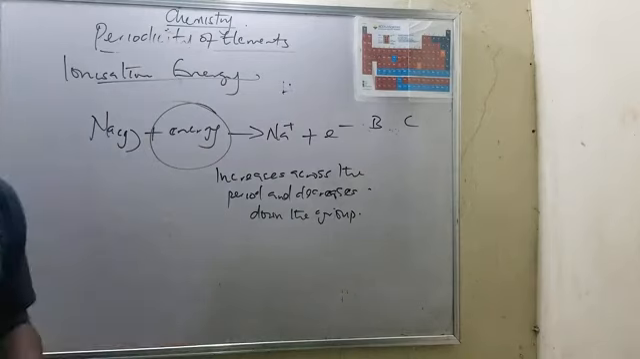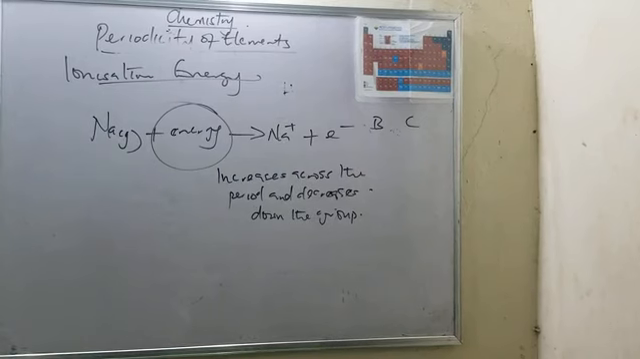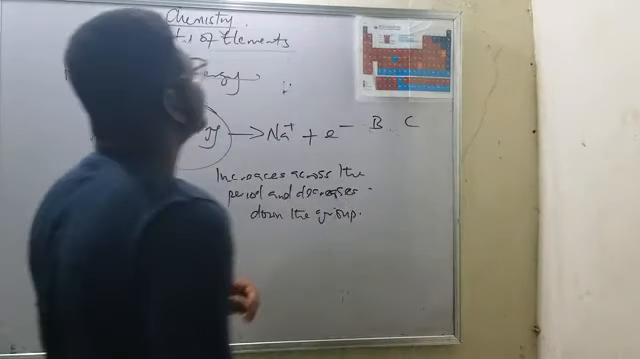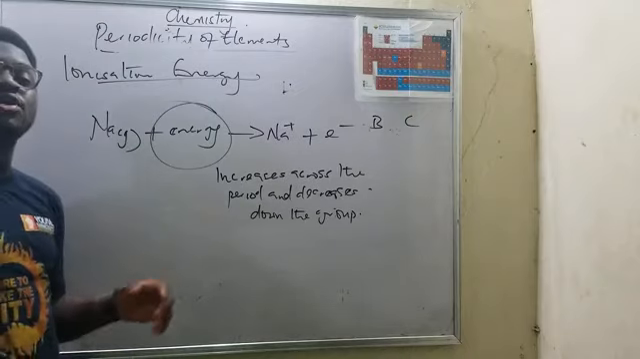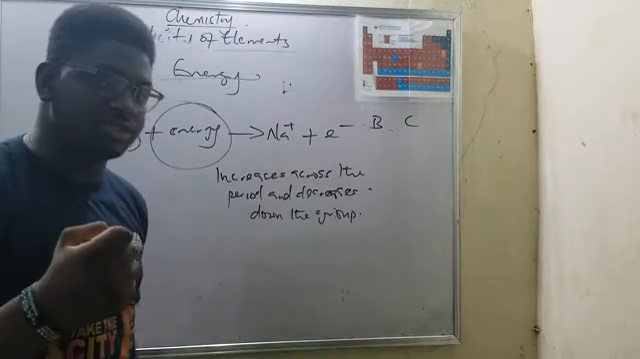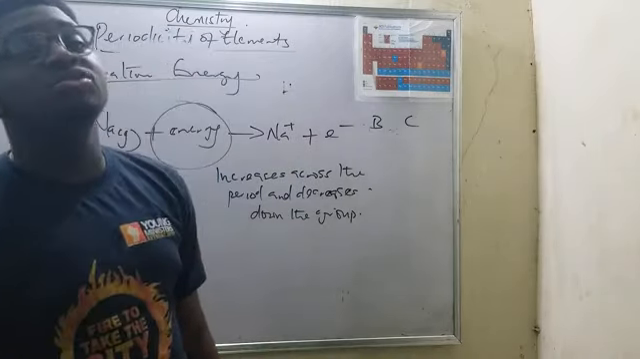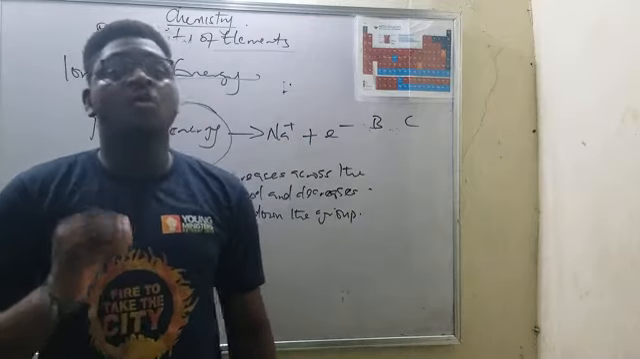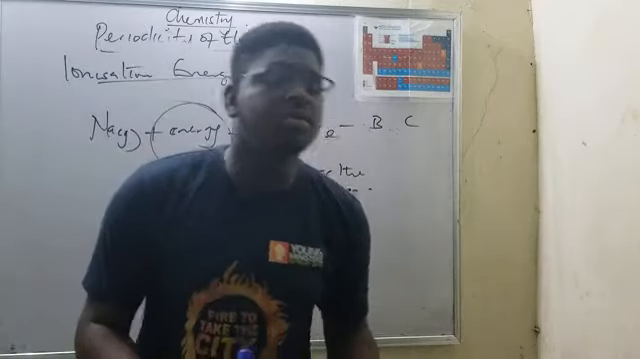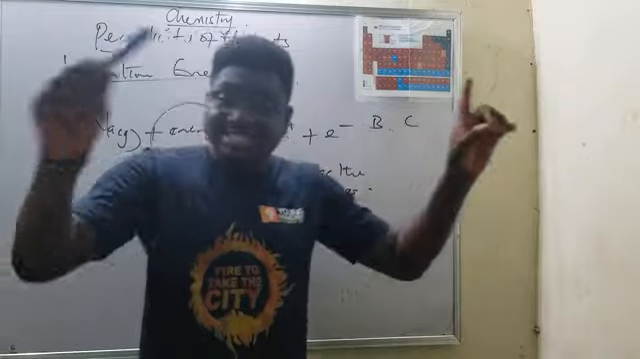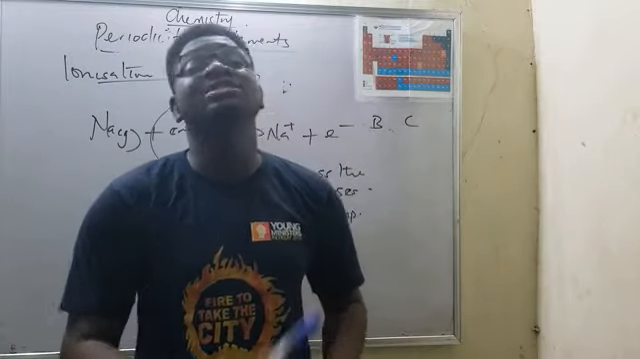So how do we explain this phenomenon? Looking at the concept, the energy required to remove a loosely bound electron. If we look at down the group, please realize that down the group you have a similar number of valence electrons on the outermost shell. So on the valence shell, we have a similar number of electrons down the group.